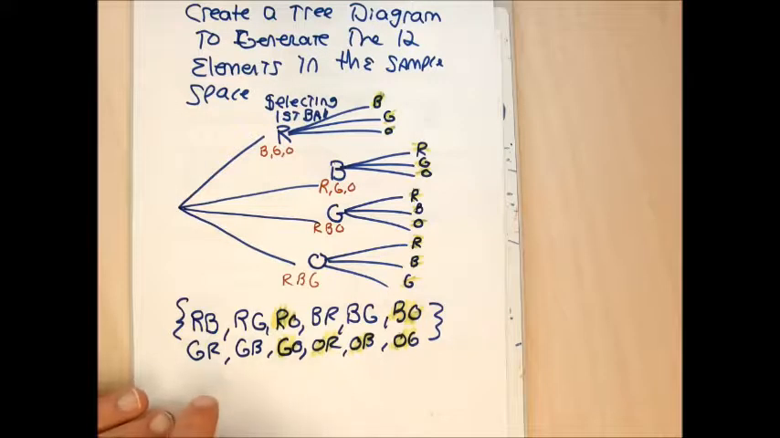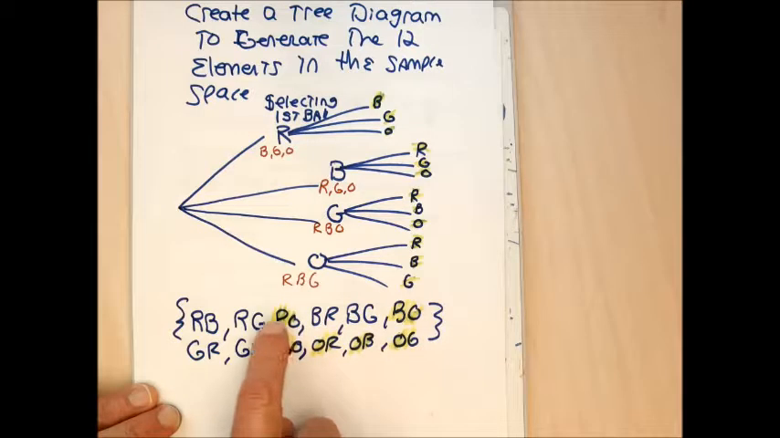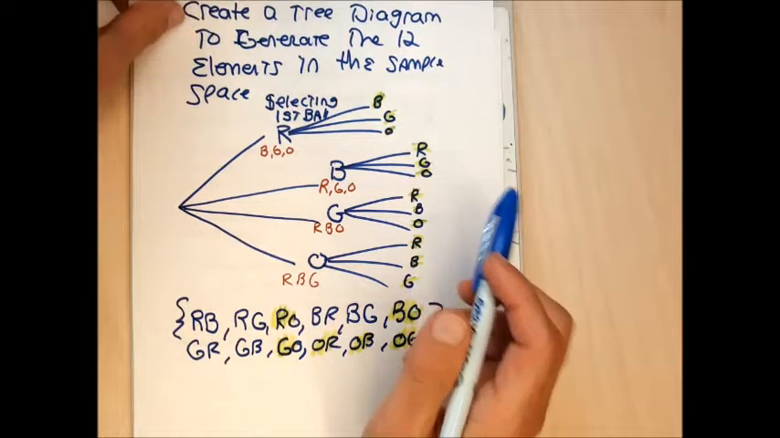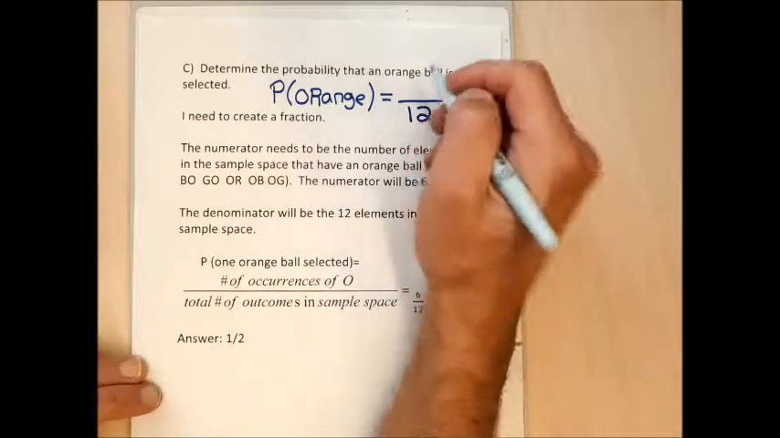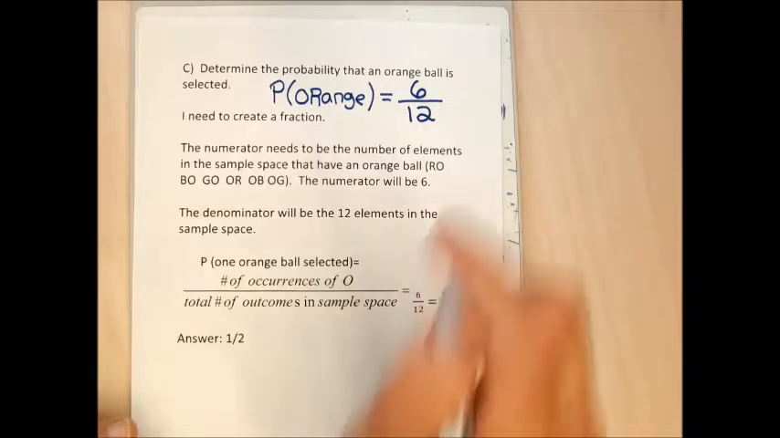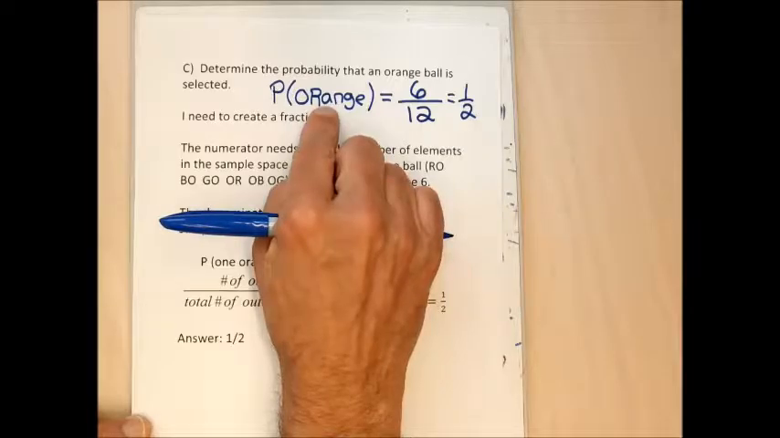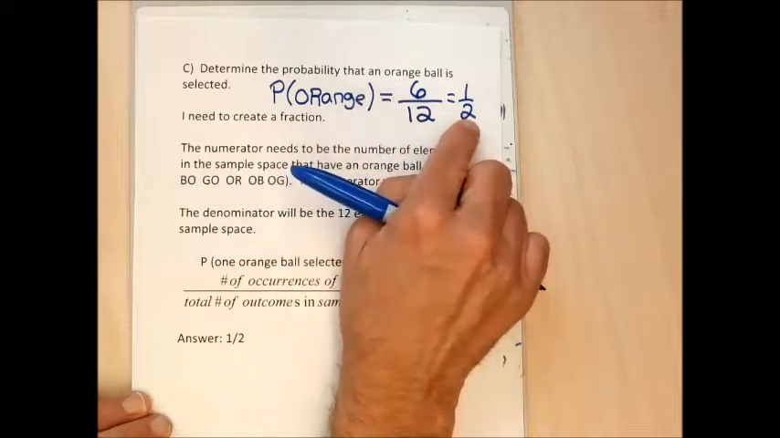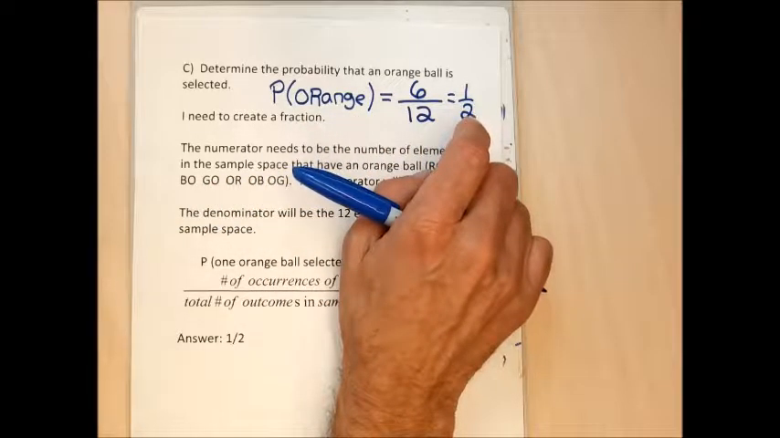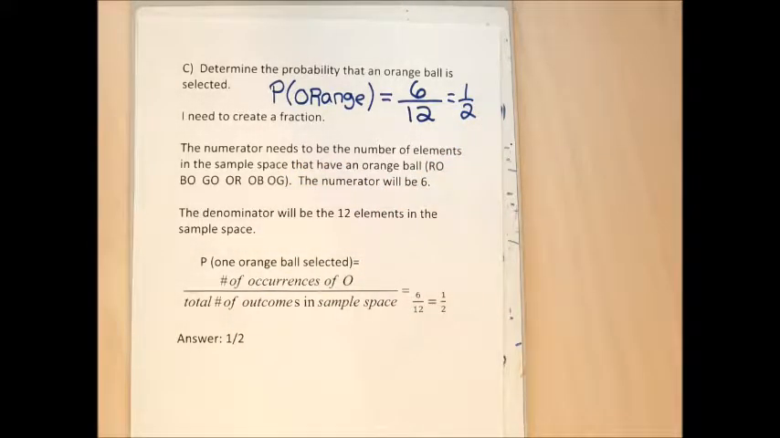This is going to be the number that goes in the numerator. The desired characteristic is getting an orange ball. There's 1, 2, 3, 4, 5, 6 elements of the 12 in the sample space that have an orange ball. So the numerator of my fraction is going to be 6. And generally, when we do probability, we reduce. And I'd say the probability that I get an orange ball from this particular experiment of picking one ball, not putting it back, then picking another ball is 50%, or 1 in 2.